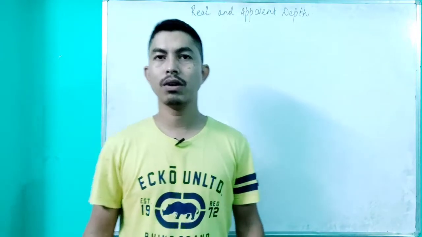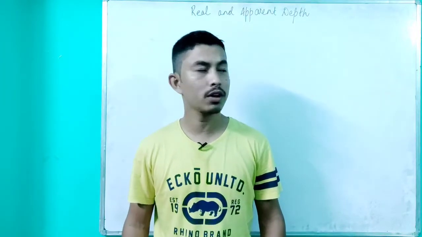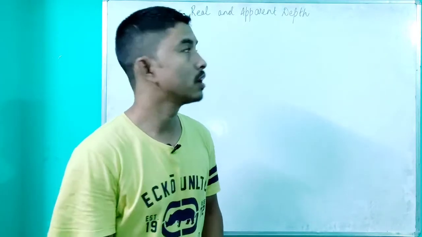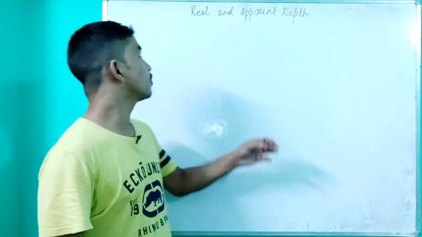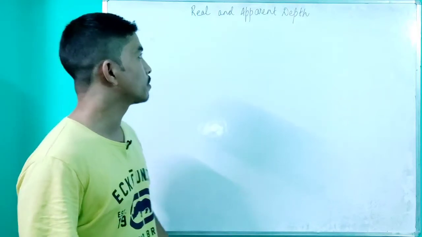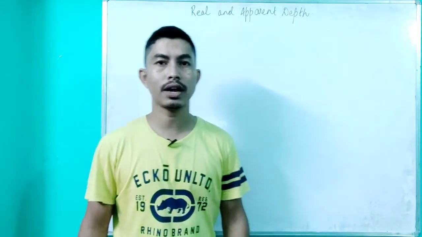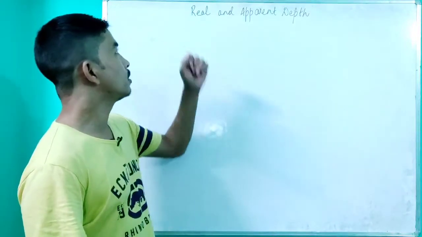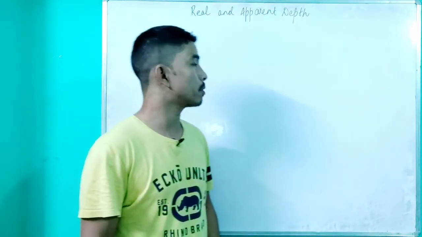Today we will be continuing with the fourth chapter of your physics textbook, that is the refraction of light. And today we will be discussing a few topics like the real depth, the apparent depth, the critical angle and the total internal reflection. So let us begin with what is the real depth and the apparent depth.